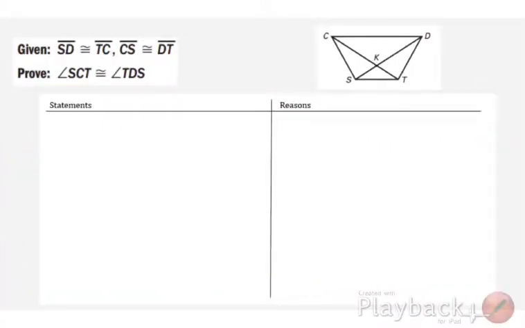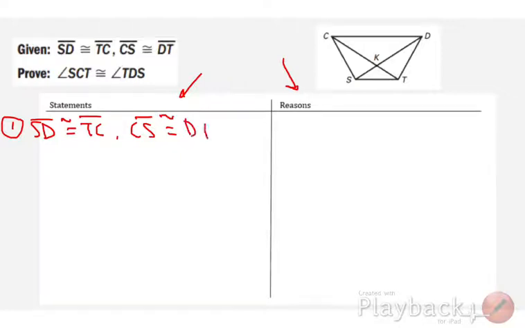All right. So in a proof, remember we have two columns. The first column is for statements where we make logical conclusions, and then the second column is when we defend those conclusions. Okay, so our first statements are always just what we're given. We're given that SD is congruent to TC, and we're given that CS is congruent to DT. That's just what we're given, so for our reason, all we do is write that it's given to us.